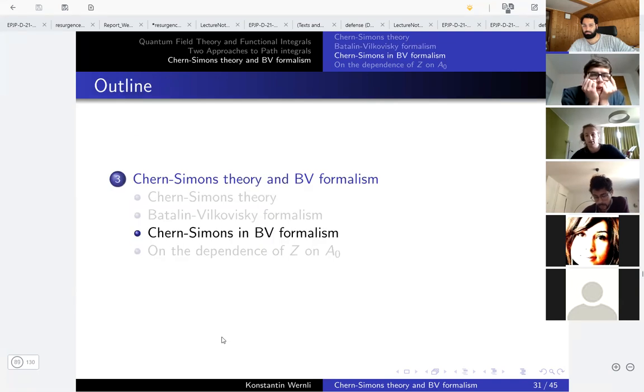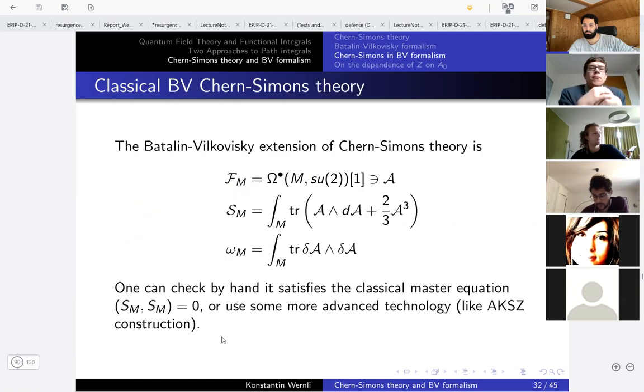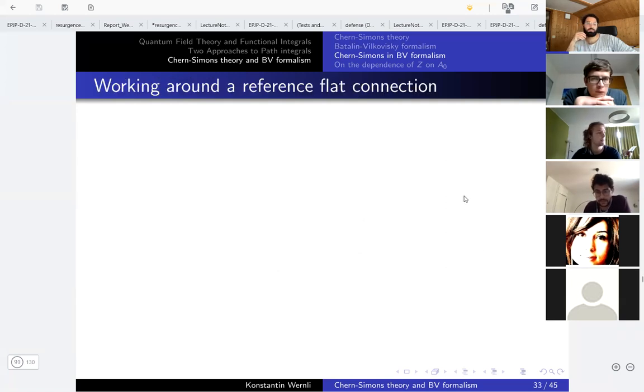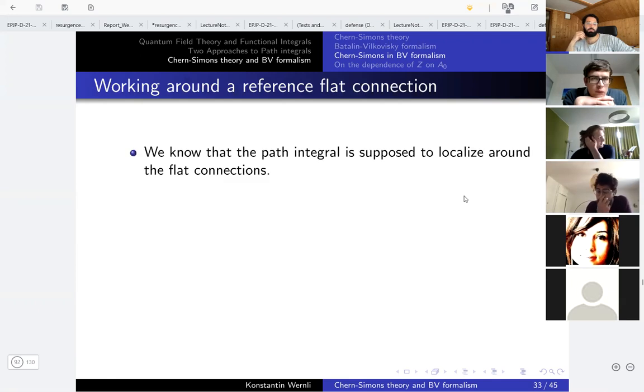Okay, so now I have 5 minutes left, so let's maybe get going with Chern-Simons theory in BV formalism. There's a really straightforward BV extension of Chern-Simons, which you can check by hand, or you can use a KLC construction that I think will be talked more about later in the conference.